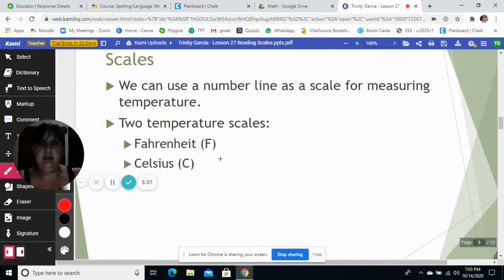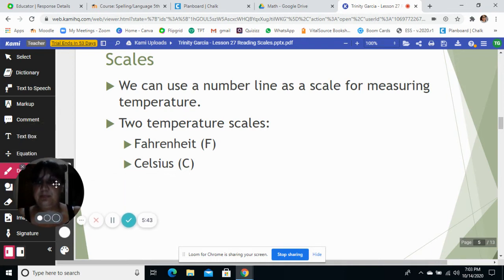Here in South America, we use Celsius. In North America, they use Fahrenheit, at least in the United States. All right. Most places in the world actually use Celsius, but a few do use Fahrenheit. Okay, and we can use a number line just like a scale for measuring temperature, and that is what we're going to figure out how to do today.